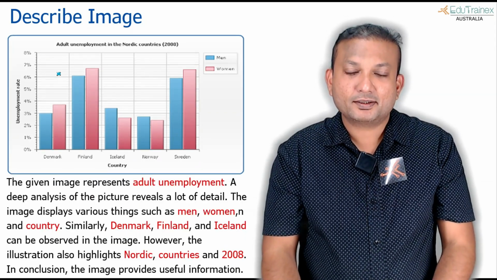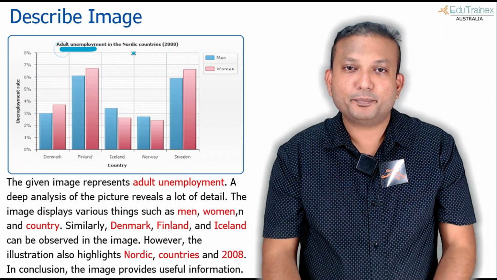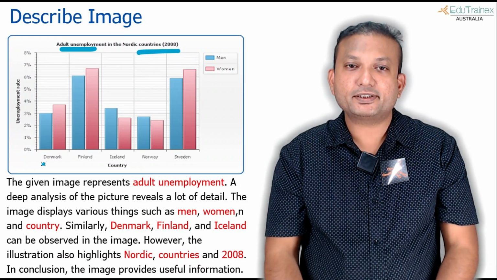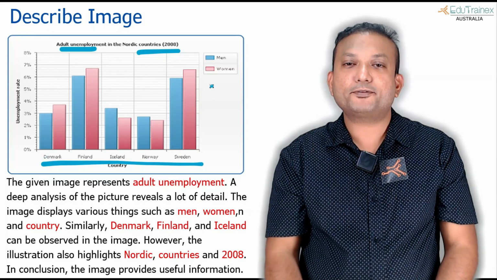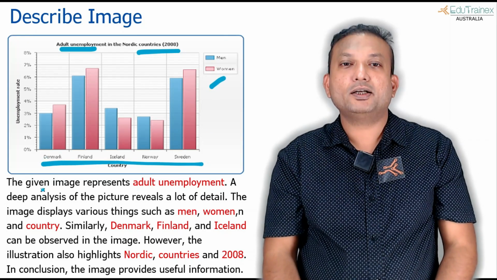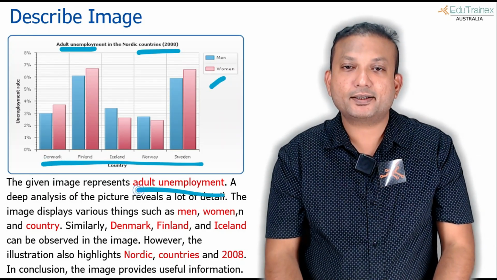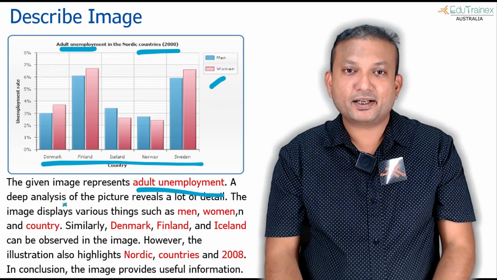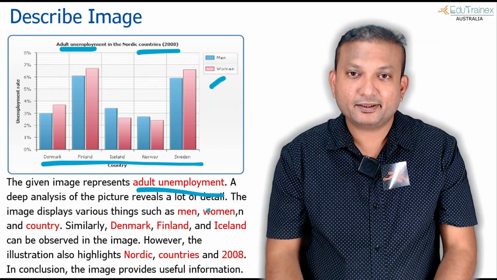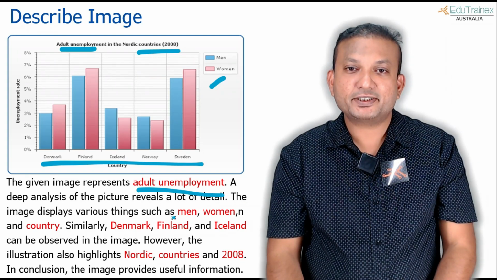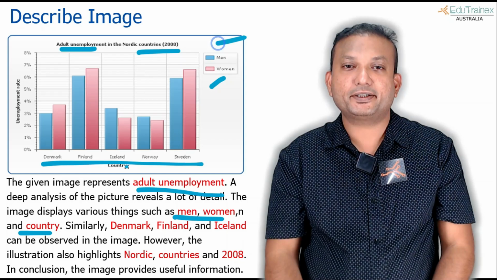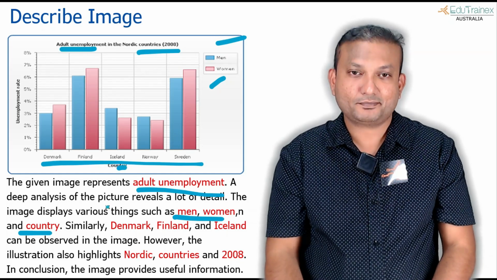Simple answer. This graph is about adult unemployment in Nordic countries in 2008, and these are the figures and the countries listed here for men and women. So the given image represents adult unemployment. I picked it up from the title. A deep analysis of the picture reveals a lot of detail. The image displays various things such as men, women, and country. So I picked it up from here, here, and here.